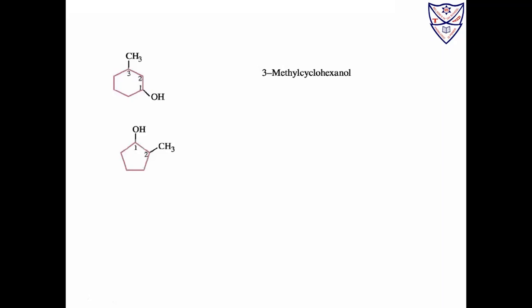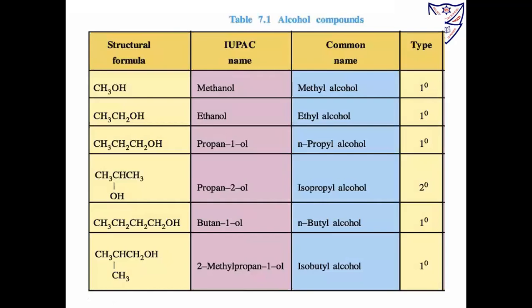Now the numbering is given. Can you guess it? What was that? Yes, it's 2-methylcyclopentanol. Now try this. Yes, it's 3,4-dimethylcyclopentanol. Okay. So the structural formula is given, the IUPAC and the common name are there, and the type is also there.